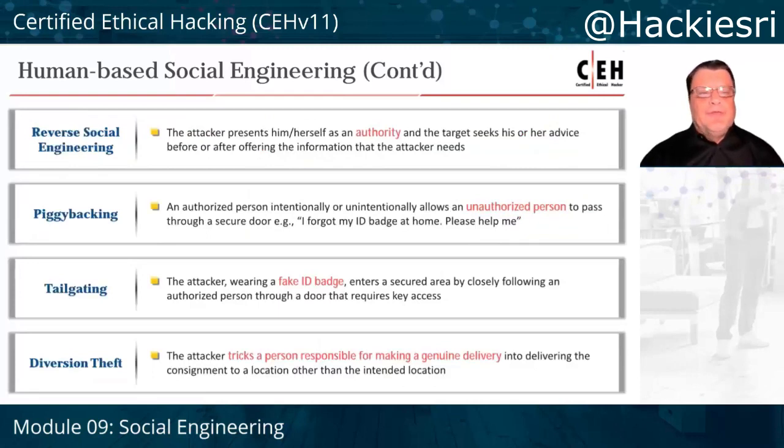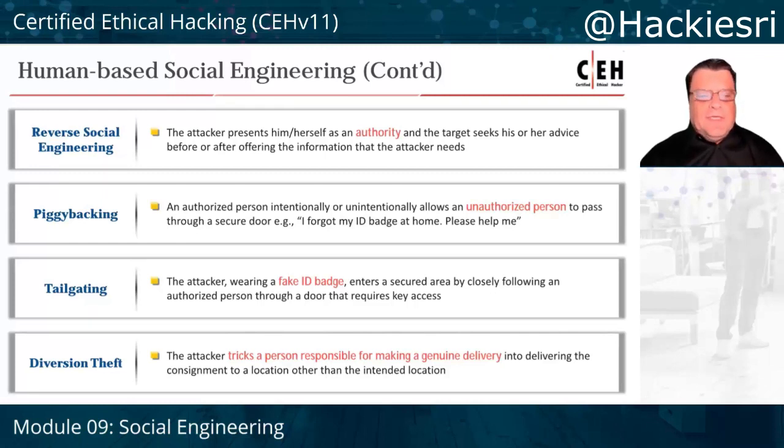Human-based social engineering continued. There is reverse social engineering. In this case, the attacker presents themselves as an authority and the target seeks their advice before or after offering the information that the attacker needs. Piggybacking: an authorized person intentionally or unintentionally allows an unauthorized person to pass through a secure door. For example, the unauthorized person might say something like, "I forgot my ID badge at home, please help me in."